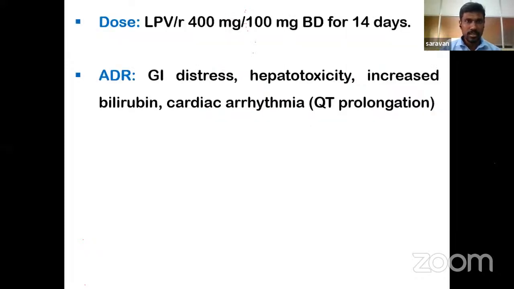The dosage of lopinavir-ritonavir is 400 mg of lopinavir and 100 mg of ritonavir twice daily for a period of 14 days. Adverse effects like GI distress, hepatotoxicity, increased bilirubin level, and cardiac arrhythmia due to QT prolongation are commonly seen.